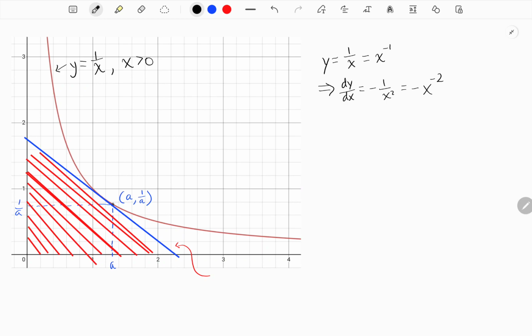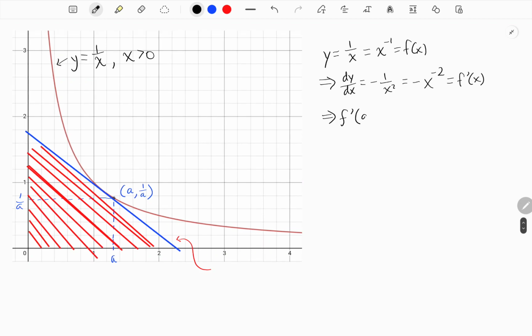And if I say this is f of x, then this is f prime of x. It means that at f prime of a, the slope is going to be negative 1 over a squared. Right? If a is positive, then the slope is negative 1 over a squared, which is going to be a negative value, which makes sense because this tangent line is going downwards as we move to the right. So that's my slope.